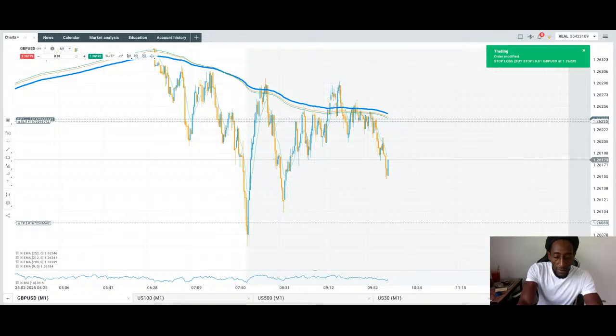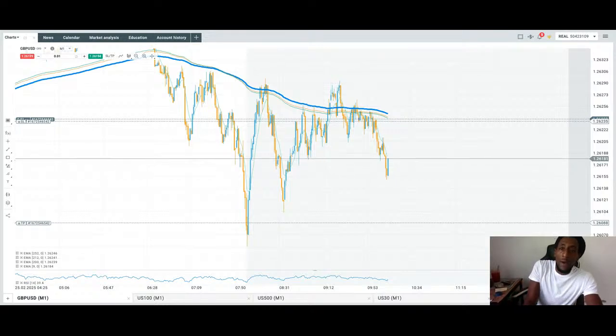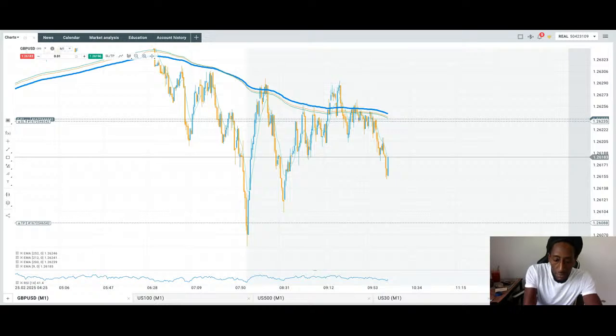Take a picture of that. That's a very wide ranging bar.